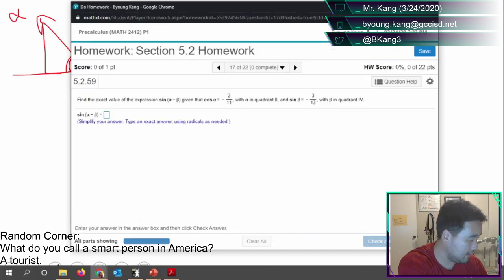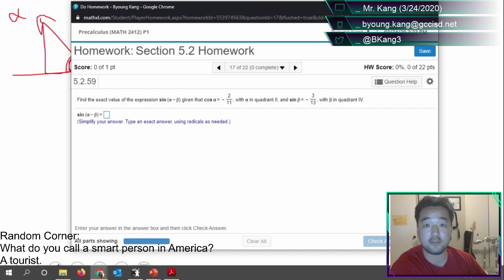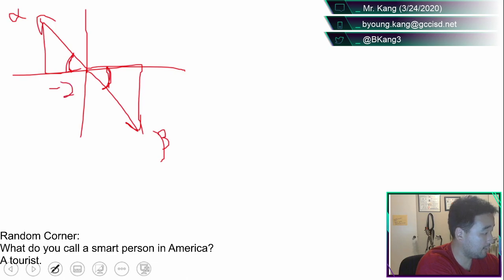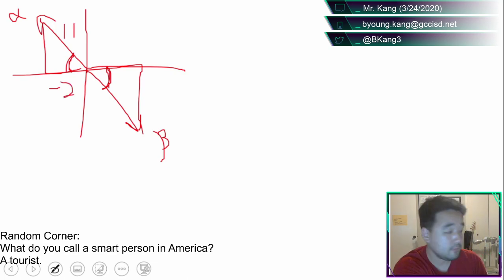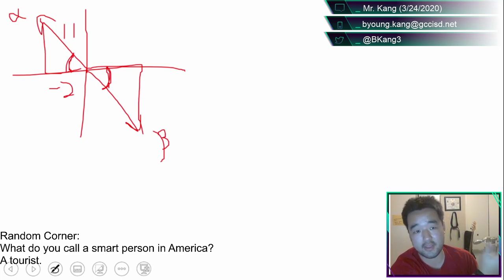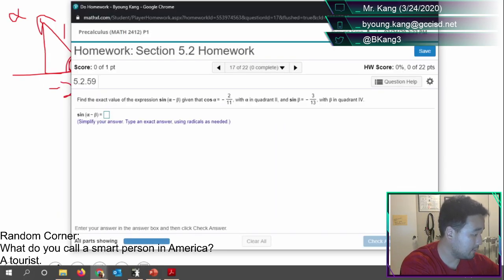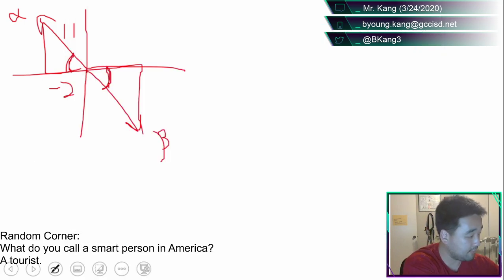So for the alpha one, cosine is negative 2 over 11. Cosine would be x divided by r, or adjacent over hypotenuse in geometry world. So negative 2 and 11. I know the negative has to go to the 2 because the hypotenuse, or the r, is never negative. If you have a negative in front of a fraction, it has to go to the numerator or the denominator, not both. For beta, you've got sine, which is opposite over hypotenuse, or y divided by r. You've got negative 3 and 13.